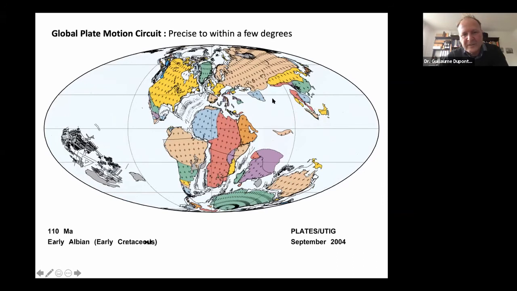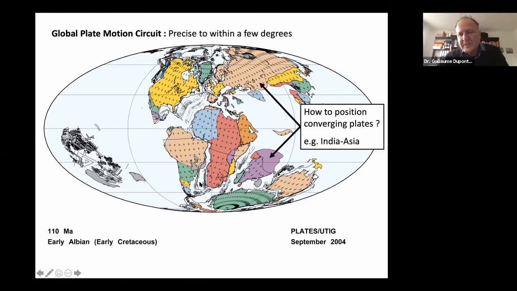And this is where it stops. We stop at 110. We can go a little bit further, actually, because you can see that there are still some marine magnetic anomalies here in the Atlantic that will enable us to close up this gap. Apart from this, there are a few here in the Pacific, but that's not very useful. Beyond this, we don't have marine magnetic anomalies anymore, so it becomes difficult to make reconstructions.